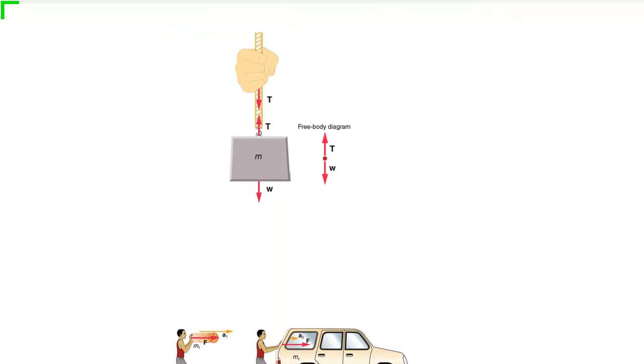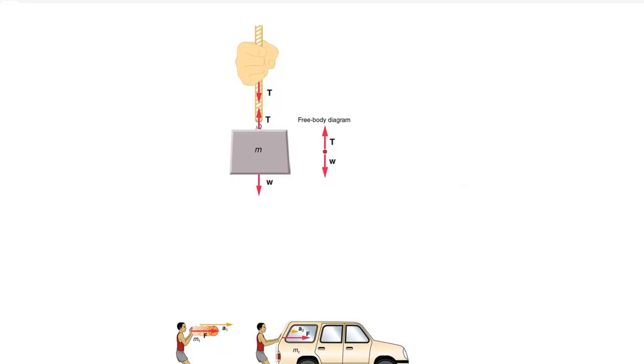Another example, let's say that we want to find out what the tension is on this mass here. Now, tension is a pulling force, right? It's always pulling any way you look at it. So if we look at the tension in the rope, it will be pulling down on the hand here, but it would be pulling up on the mass right here. And we also have the weight of this mass like this.